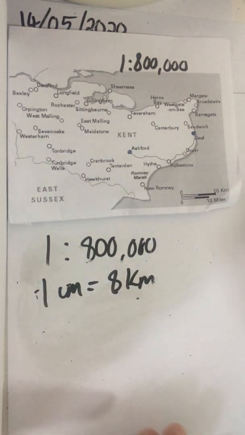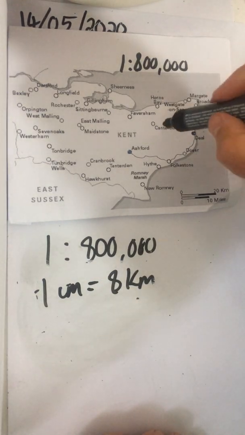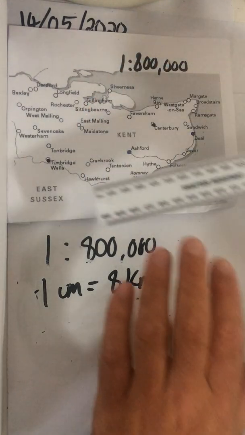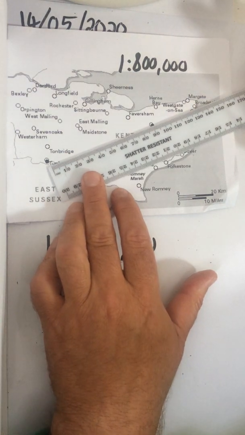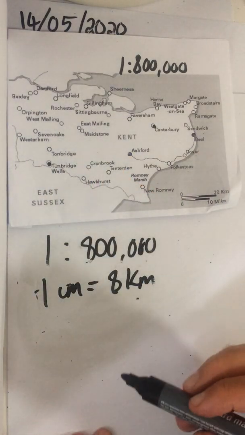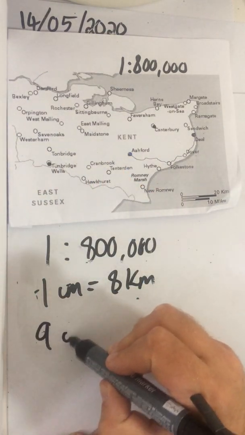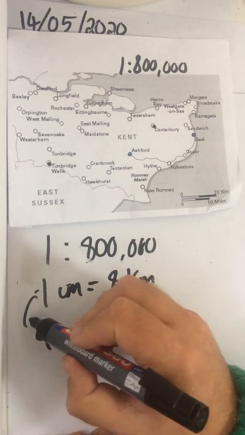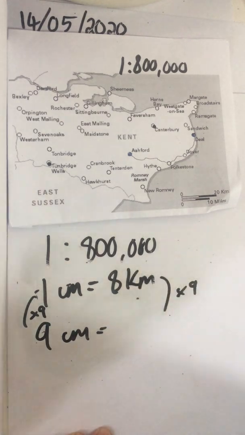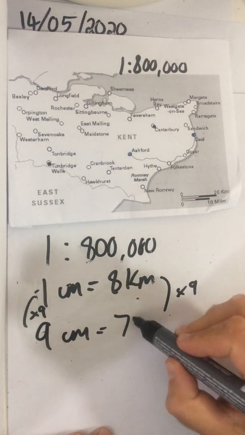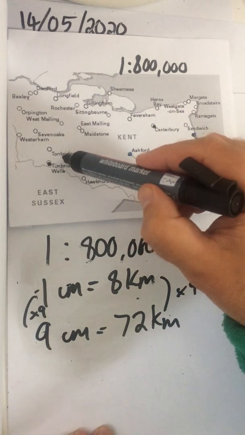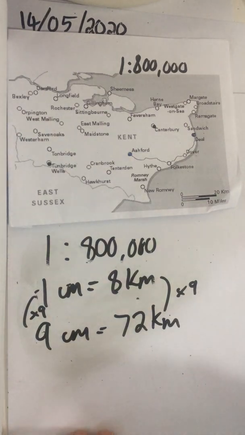Okay, so now I know that 1 centimeter is 8 kilometers. Let's go from Canterbury to Tunbridge Wells. Oh, there we are, it's quite handy. 90 millimeters, so 9 centimeters. So again, I'm going to times that by 9, times that by 9. Therefore, 9 eights are 72. That would be 72 kilometers from Canterbury to Tunbridge Wells.